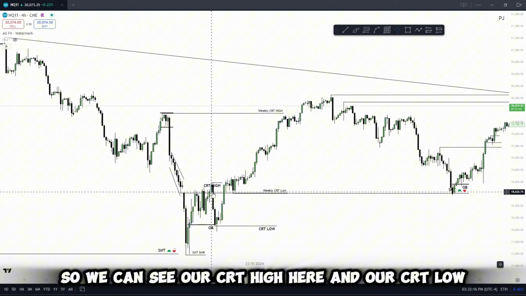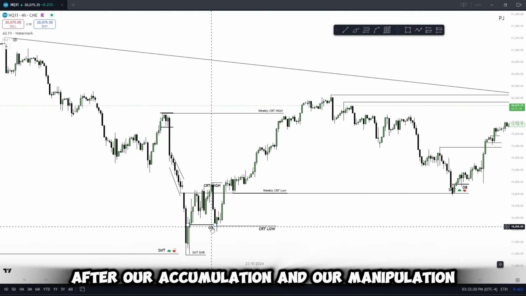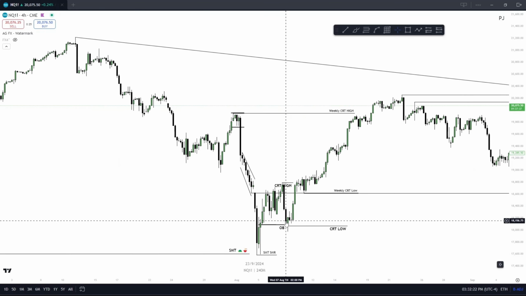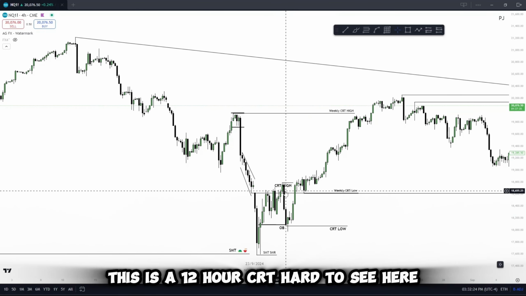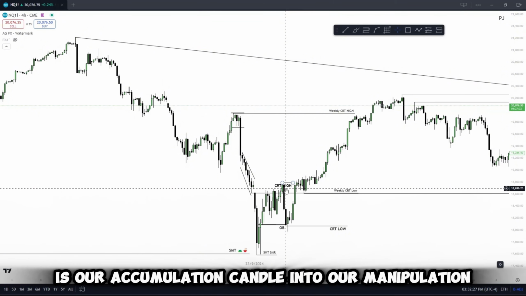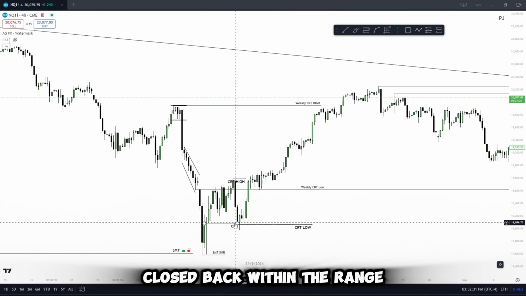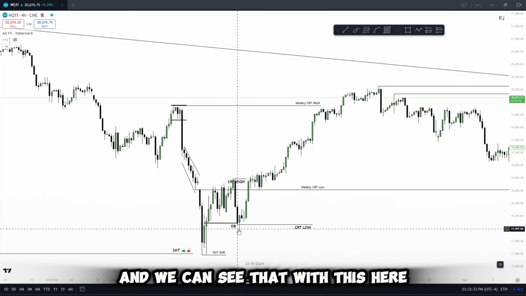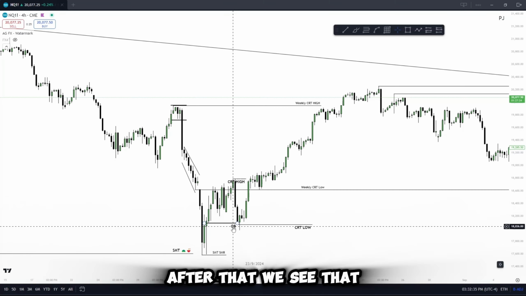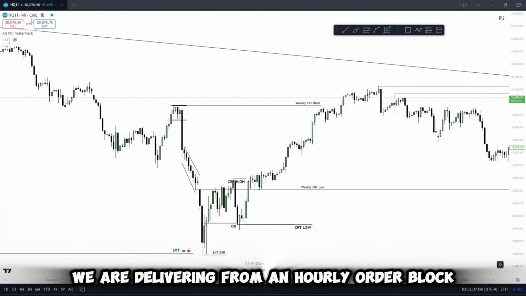So we can see our CRT high here and our CRT low after our accumulation and our manipulation. This is a 12-hour CRT, hard to see here, but it is our accumulation candle into our manipulation, close back within the range, and we can see that with this here. After that, we see that we are delivering from an hourly order block.